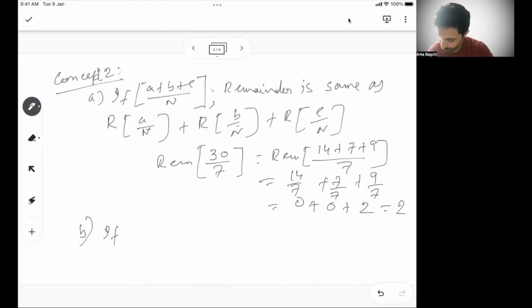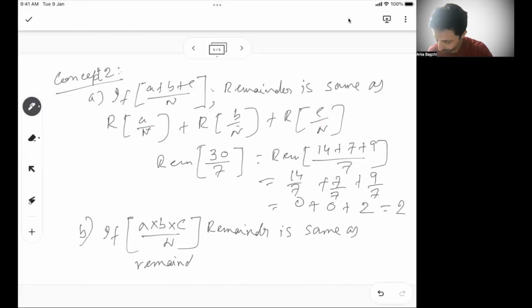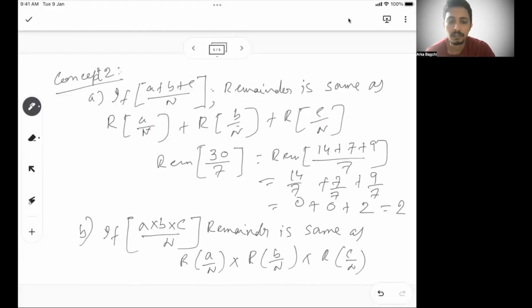It says if A into B into C divided by N, the remainder is same as the remainder of A by N into the remainder of B by N into the remainder of C by N. Okay. And we'll see some of the problems based on this.